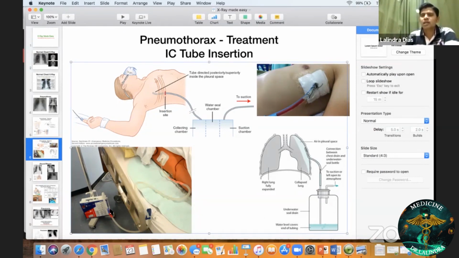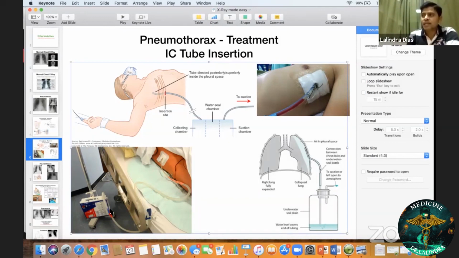Causes of pneumothorax. Pneumothorax can occur due to several reasons. The commonest cause of pneumothorax is trauma, like road traffic accidents, blast injuries, and stab injuries. Then you can get air leaked into the pleural space. Those are called traumatic pneumothorax.